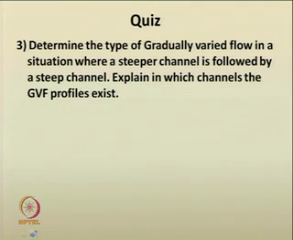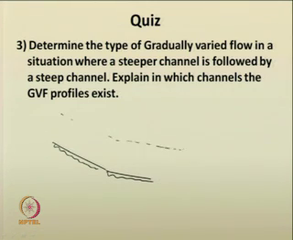The next question asked was GVF in a steeper channel followed by a steep channel. So, you have your critical depths like this. You have the normal depth somewhat like this. Here the normal depth is y n 2 greater than y n 1. So, the possible curve is an S3 curve. S3 is the only possible gradually varied flow profile for such a situation. So, this is the way.